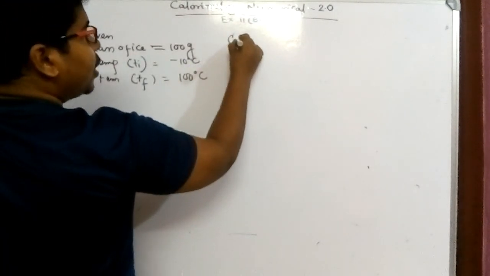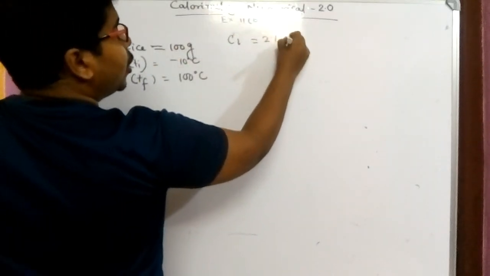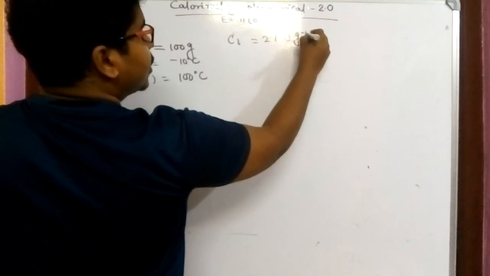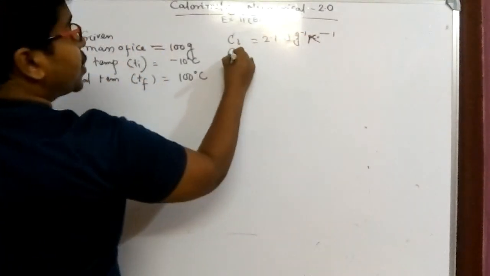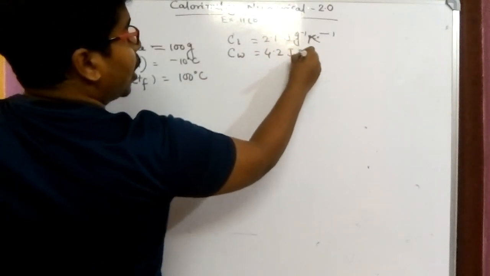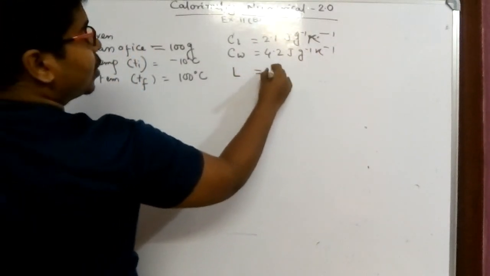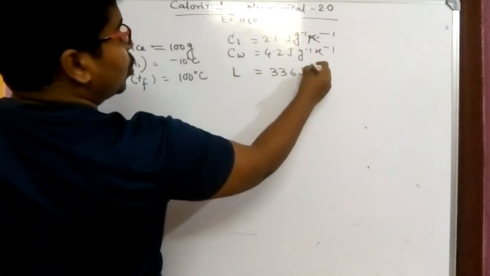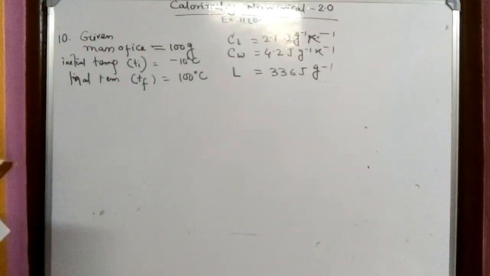Before that, the specific heat capacity of ice, that is Ci, is given as 2.1 joule gram inverse Kelvin inverse. The specific heat capacity of water is 4.2 joule gram inverse Kelvin inverse, and the latent heat of fusion is 336 joule per gram, that is gram inverse. So this information is given to you. You have to find the total heat energy.